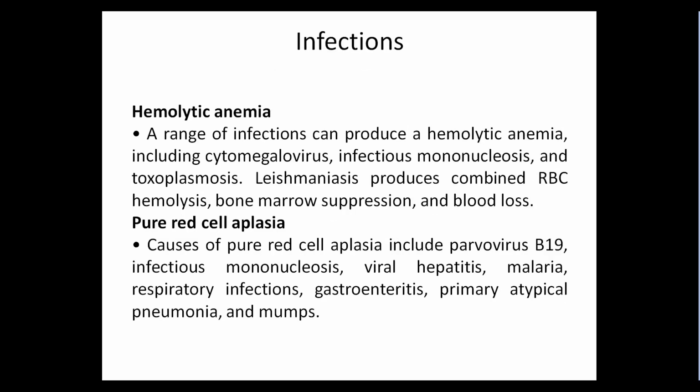A range of infections can produce a hemolytic anemia, including cytomegalovirus infection, mononucleosis, and toxoplasmosis. Leishmaniasis produces combined red blood cell hemolysis, bone marrow suppression, and blood loss. Causes of pure red cell aplasia include parvovirus B19 infection, mononucleosis, viral hepatitis, malaria, respiratory infection, gastroenteritis, primary atypical pneumonia, and mumps.